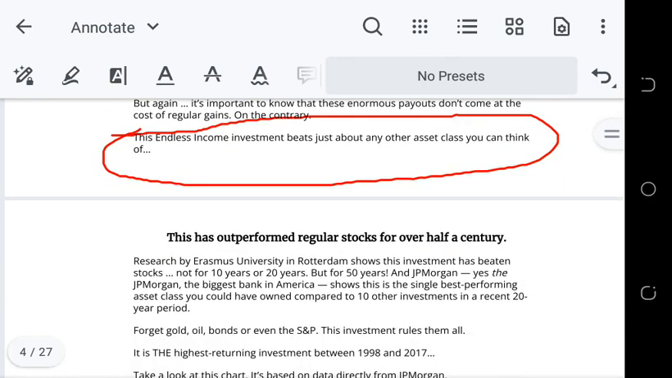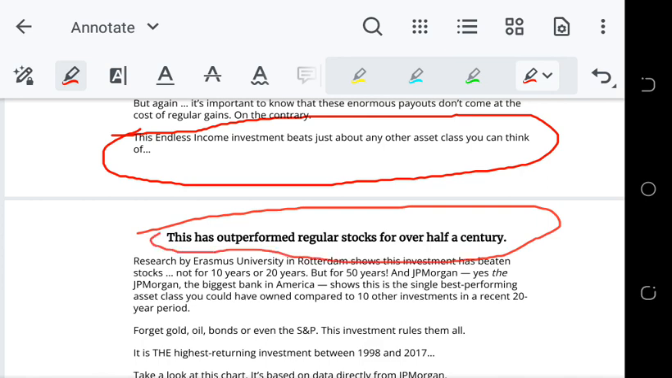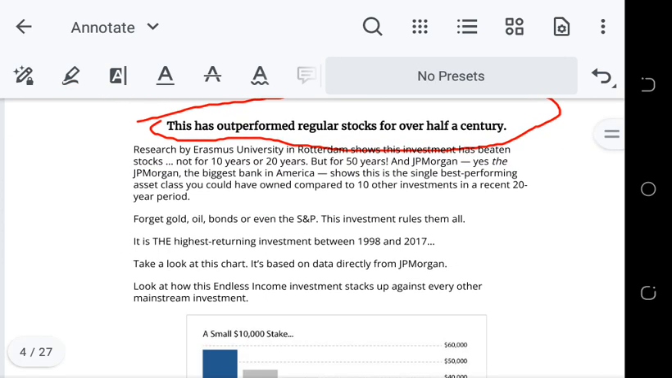This has outperformed regular stocks for over half a century. That is still a claim. Alright, so let's see if they have any proof. Research by Erasmus University in Rotterdam shows this investment has beaten stocks not for 10 years or 20 years, but for 50 years. And JP Morgan, yes, the JP Morgan, the biggest bank in America, shows this is the single best performing asset class you could own compared to 10 other investments in a recent 20-year period. So these are proof elements.